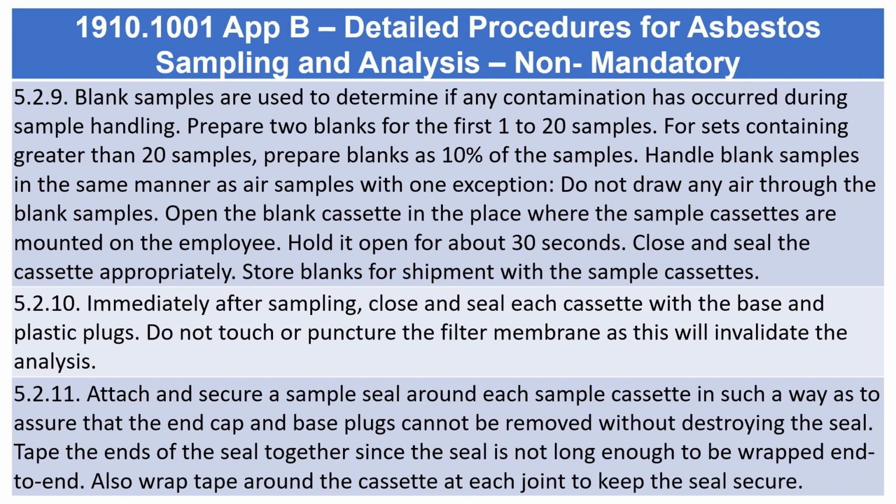5.2.10. Immediately after sampling, close and seal each cassette with the base and plastic plugs. Do not touch or puncture the filter membrane, as this will invalidate the analysis. 5.2.11. Attach and secure a sample seal around each sample cassette in such a way as to assure that the end cap and base plugs cannot be removed without destroying the seal. Tape the ends of the seal together since the seal is not long enough to be wrapped end to end. Also wrap tape around the cassette at each joint to keep the seal secure.